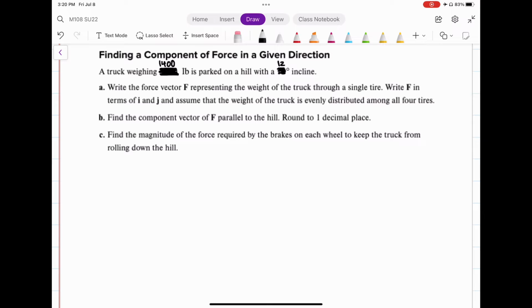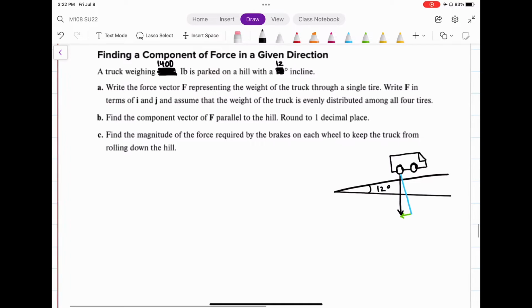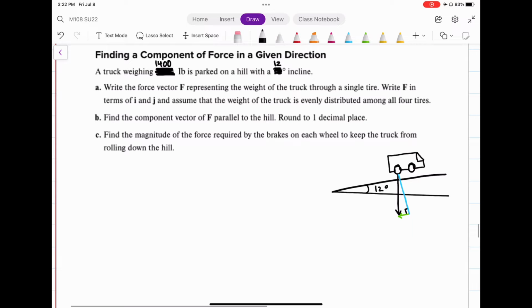Let's first draw a picture of this to get an idea of what we're talking about here. Here we have the truck on the hill, and we're going to take that one force vector that is directly down, and we're going to decompose it into two different vectors, vector F1 and vector F2, one that is parallel to the hill and one that is orthogonal to the vector that is parallel to the hill.